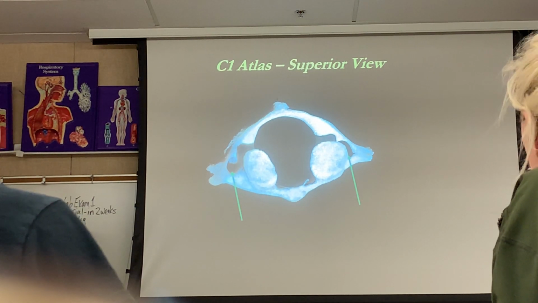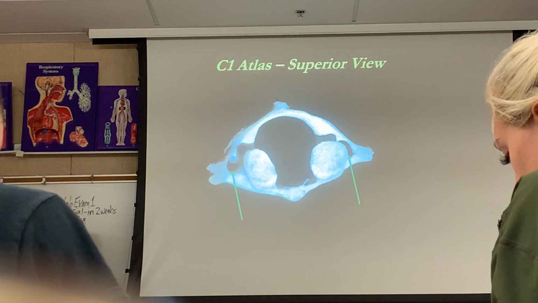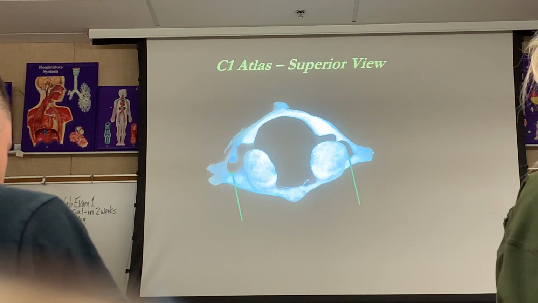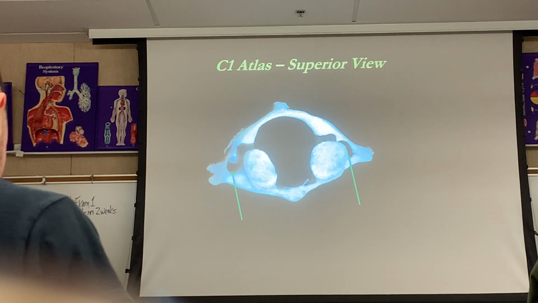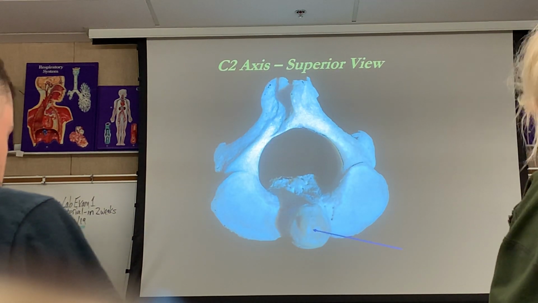C1 atlas is the only vertebra that doesn't have a body. But can you see an upside down Mickey Mouse? Now you know what it articulates with, the occipital bone. But no body. This is the only vertebra that doesn't have a body. Here's a C2 axis.